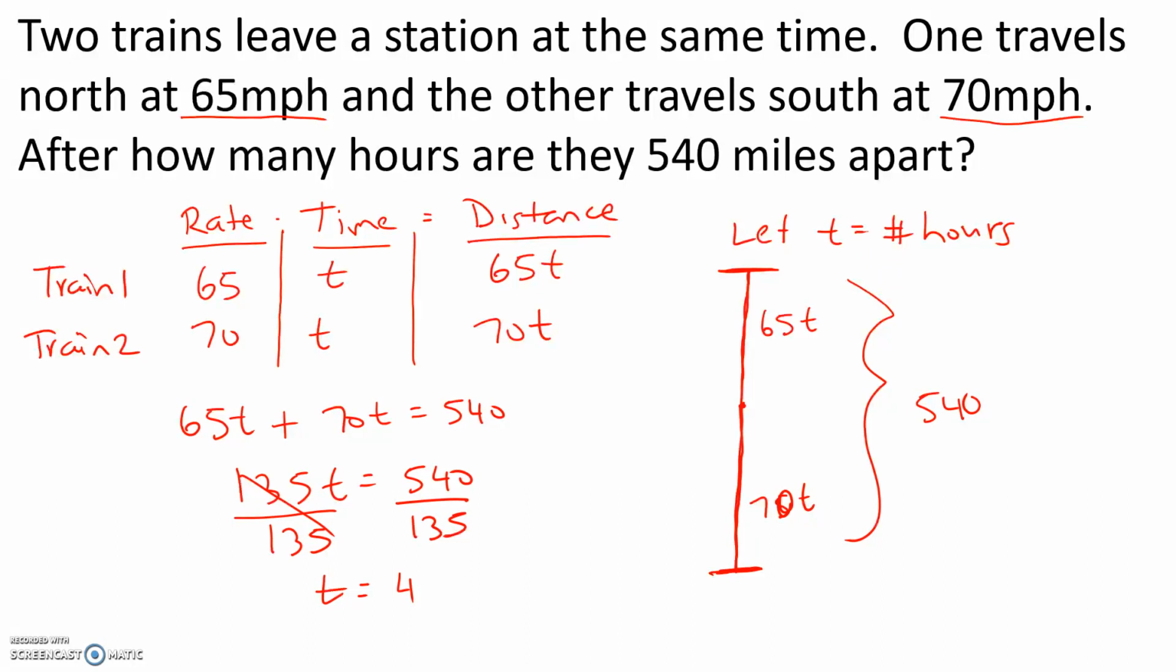Let's check to see if that's actually correct. If the first train travels at 65 miles per hour and it travels for 4 hours, then the distance traveled by the first train is 65 times 4, or 260 miles. The second train travels at 70 miles an hour, for 4 hours, so the distance traveled by the second train is rate times time, or 280. If we add 260 plus 280, that does give us 540.